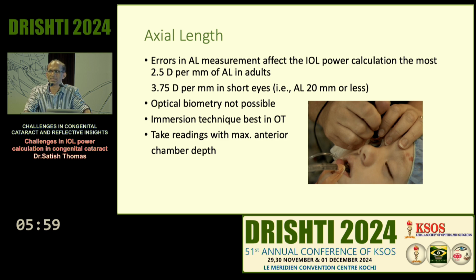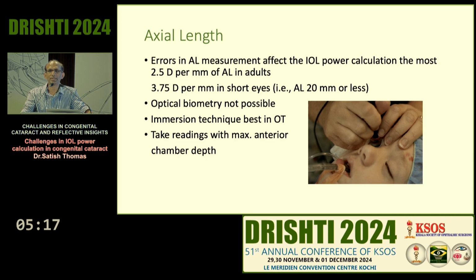So beginning with the axial length measurement. We know that errors in axial length measurement affect the IOL power calculation the most, because that's how the formula is. And we know from the SRK formula that it will manifest as a 2.5 diopter per millimeter change in adults. But the same thing can become a 3.7 diopter error, for a 1 millimeter error in calculation in short eyes, where the axial length is 20 millimeters or less. So it becomes very important.